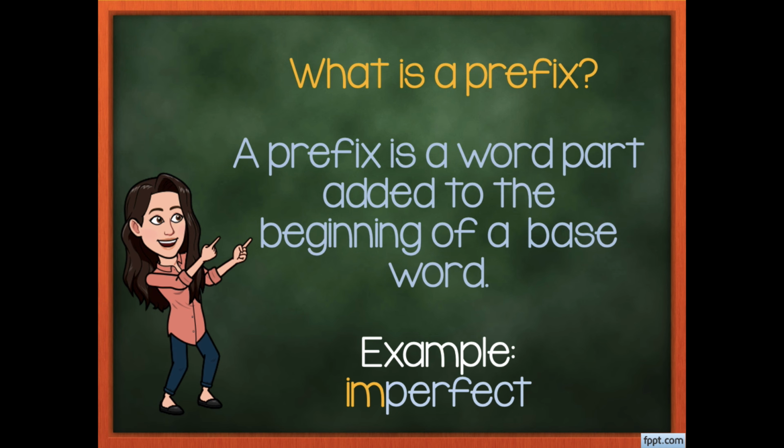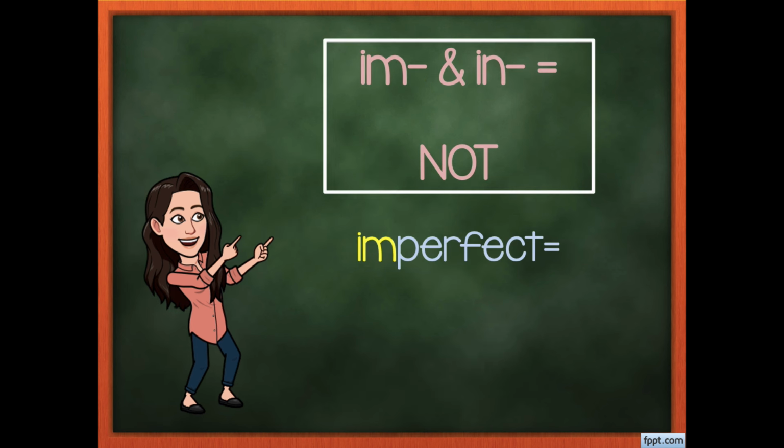So for example, I have the word imperfect. Here, my base word or my root word is the word perfect. My prefix is im. When I add im to the word perfect, it changes the meaning. Let's look on the next slide and see what I mean.